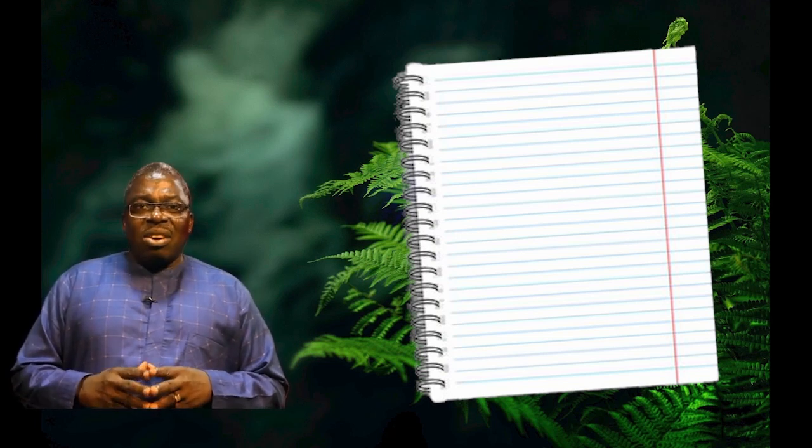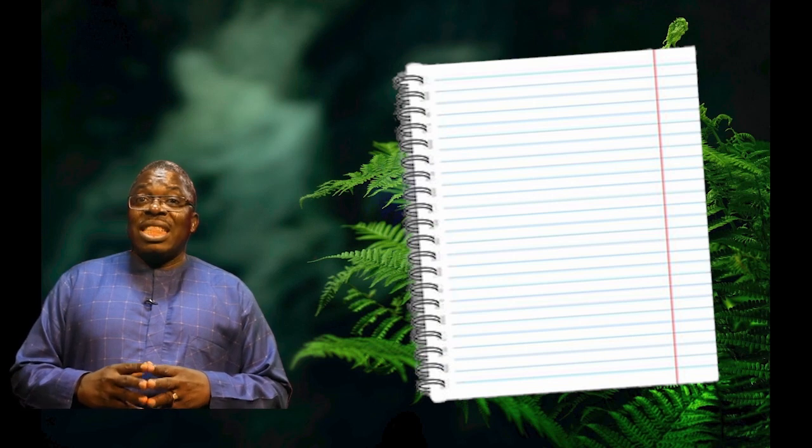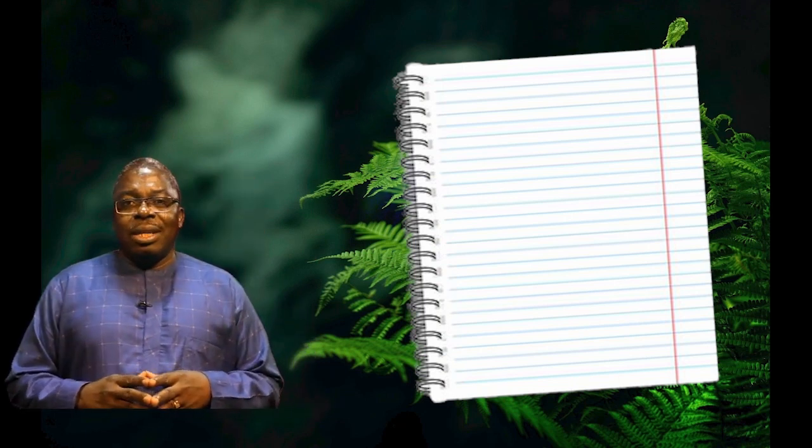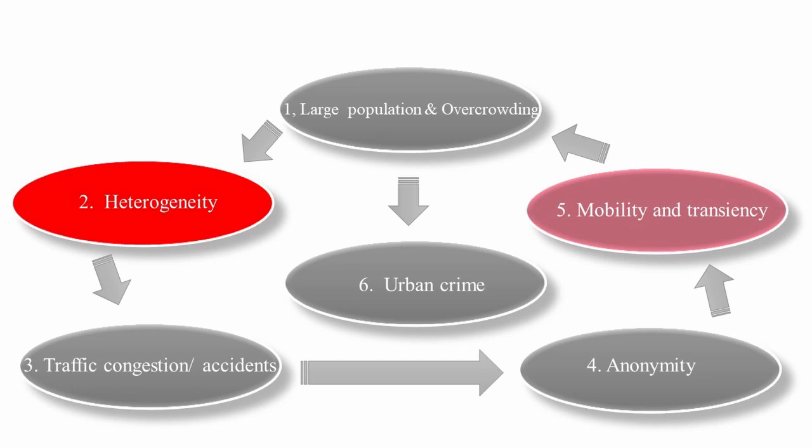Now, what are the characteristics of urban areas? There are quite a number, but for our purposes in this class, again, we shall be looking at a few. 1, large population and overcrowding. This is the heart of urban areas, large population size and overcrowding. 2, heterogeneity, talking about urban areas being the melting pot of cultural diversity and all manner of diversity and heterogeneity. Number 3, traffic congestion and accidents. This is the case in nearly all urban areas, traffic congestion and accidents.